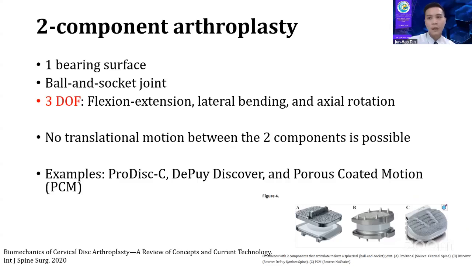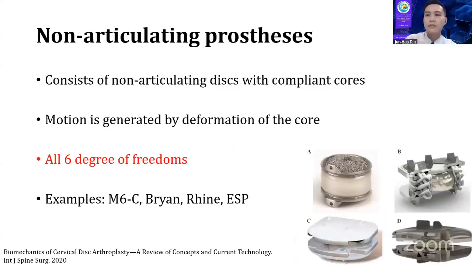And finally, you have this special class of disc arthroplasty, which they call a non-articulating prosthesis. It threw me off completely. But why is it considered to be a non-articulating prosthesis? Because the motion is actually generated by the core deformation itself, which means that the whole implant is one piece, consisting of a non-articulating disc, but the core itself is able to be deformed.